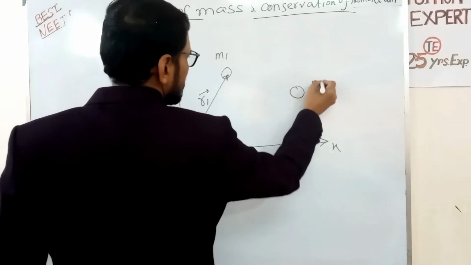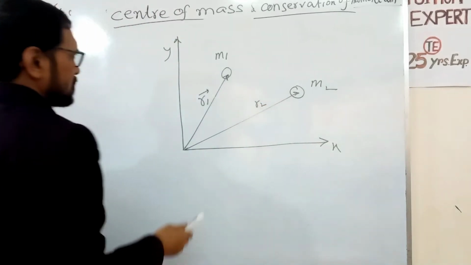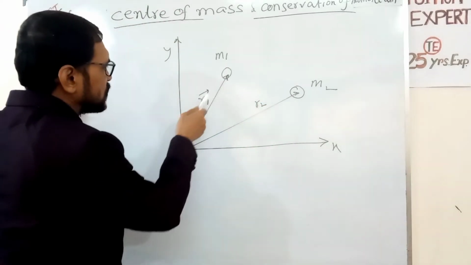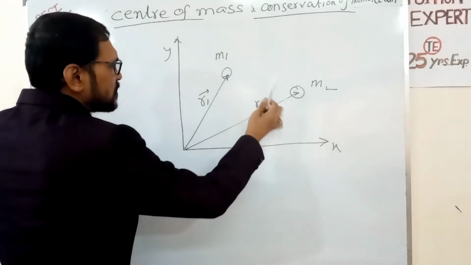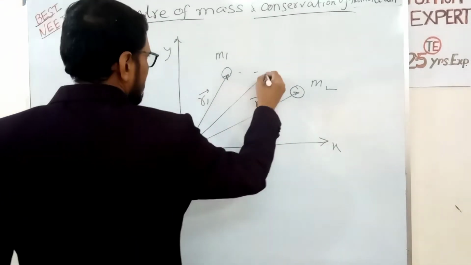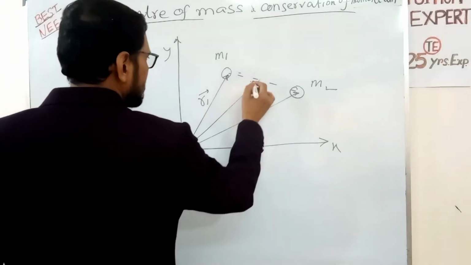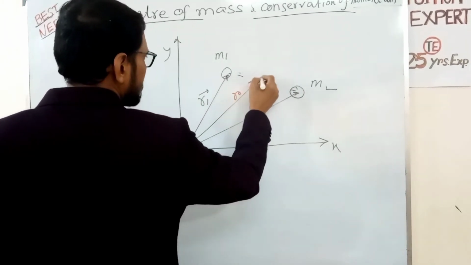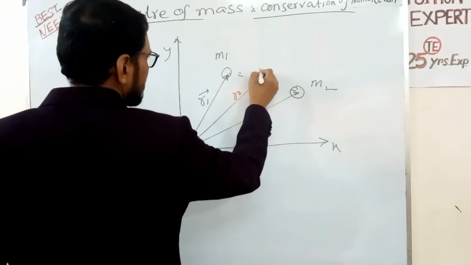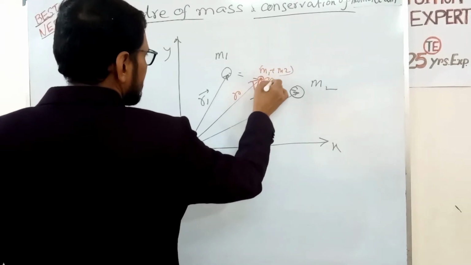Suppose here a mass m2 is present and its position vector is r2. Mass m1 has position vector r1, mass m2 has position vector r2. Now what is the position vector of the center of mass? If you define r as the position vector of the center of mass, suppose the center of mass is here, where m1 plus m2 is present. This is the center of mass.